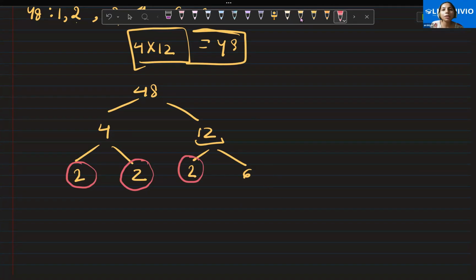Now is 6 a prime number? Is 6 a prime number? Yes. Think again. What are the factors of 6? Find out the factors of 6. Use the divisibility rule. 6 comes in the table of 1.